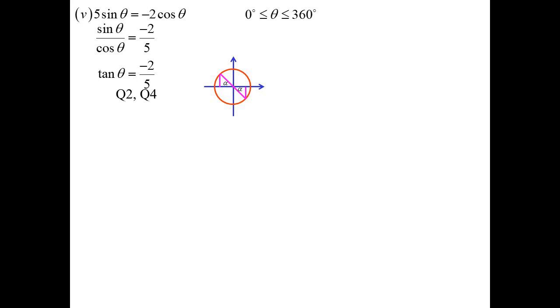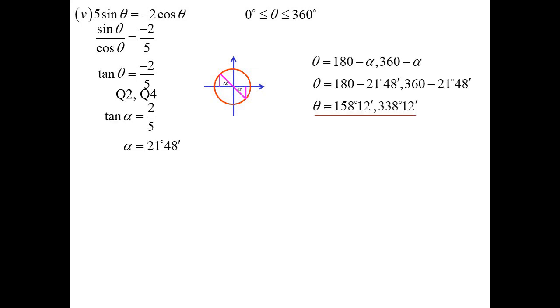Oh, with this one, I've got both sine and cos. Well, I can rearrange this because remember our ratio, sine over cos is the same as tan theta. So I can rewrite this one to be tan theta is negative 2/5. Tan's negative, second and the fourth quadrant. The acute angle, 21.48. In the second quadrant, 180 minus the acute angle. Fourth quadrant, 360 minus the acute angle. Subbing in, 158.12, 338.12.